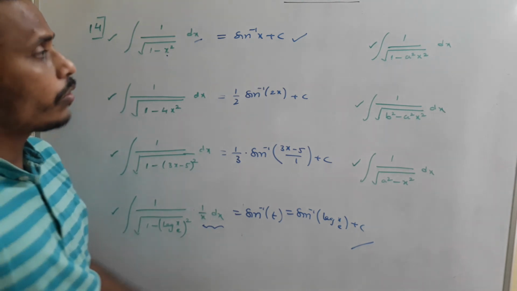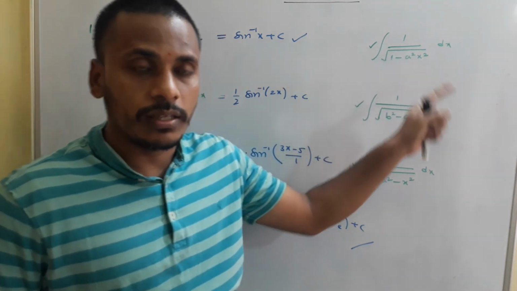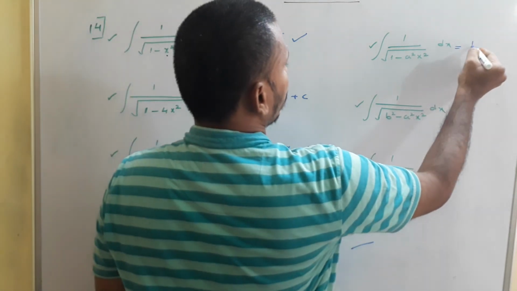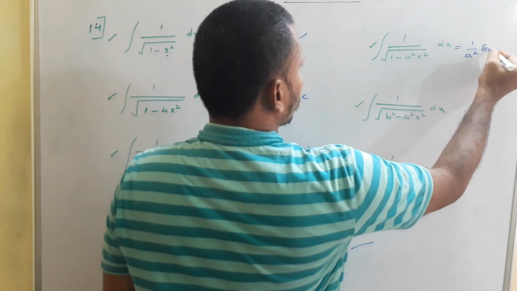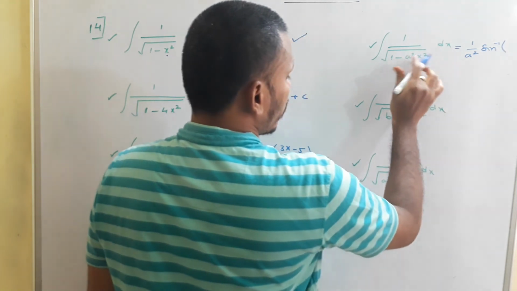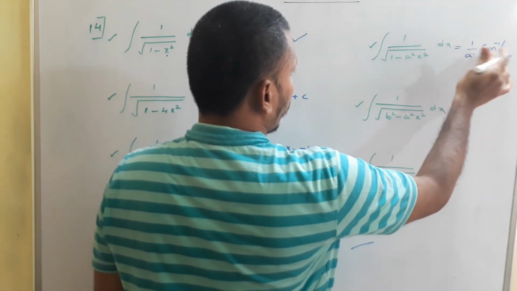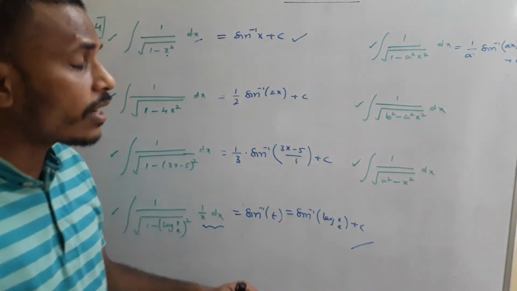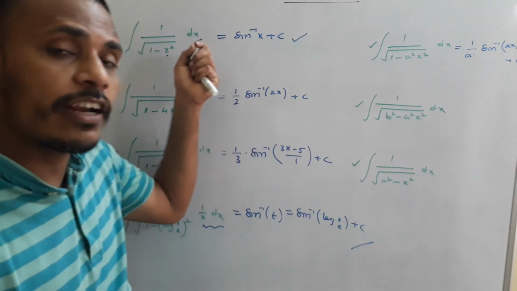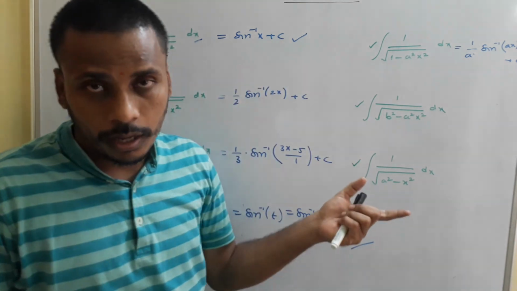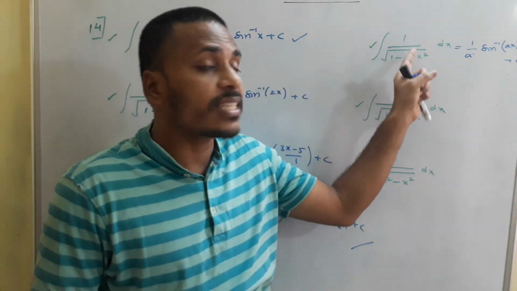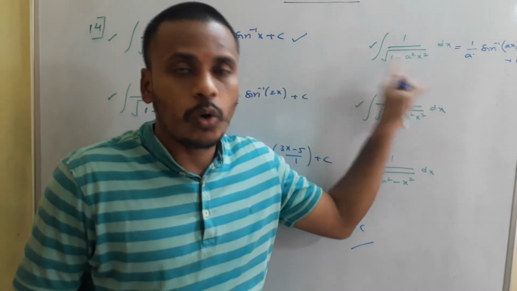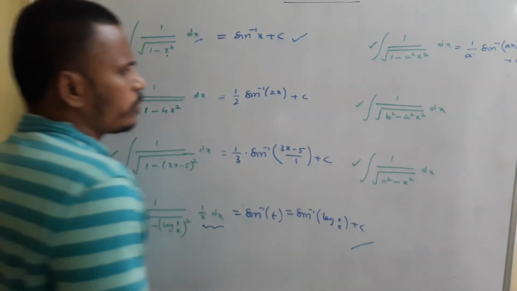Now just think about this: 1 by root 1 minus a square x square dx. It is easy to answer. It is not a square, this is ax whole square, right? So 1 by a into sine inverse of ax plus c. You just compare everything with this standard indefinite integration formula. This is 1 by root 1 minus ax whole square, so it is x square and it is ax whole square. That is the simple difference between those two.